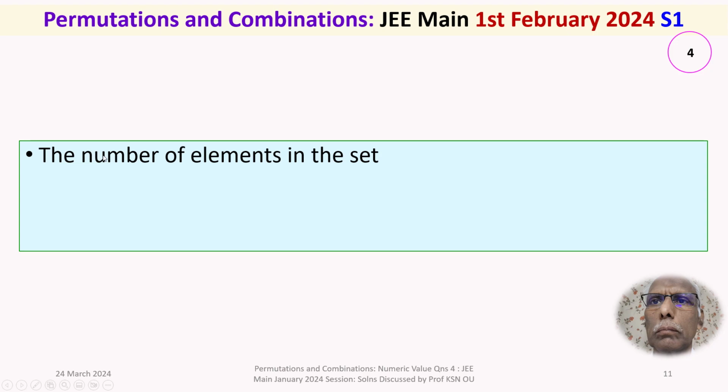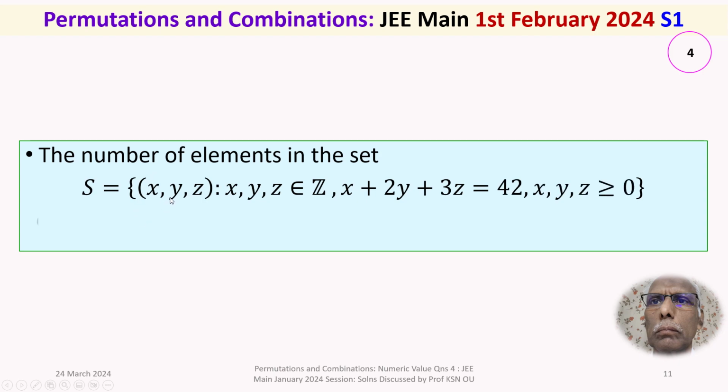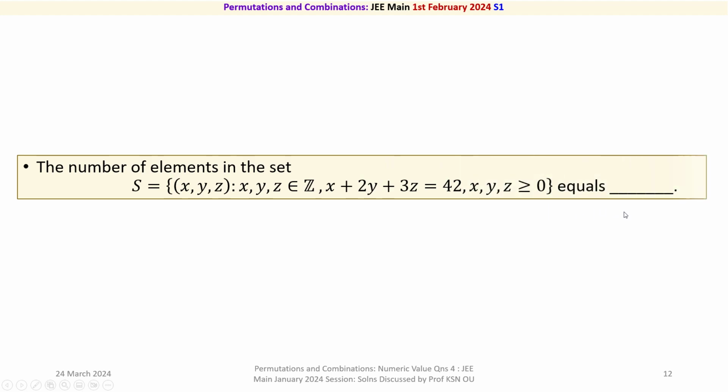The given question is: the number of elements in the set S, which is the set of all ordered triads X, Y, Z, where X, Y, Z are integers satisfying X plus 2Y plus 3Z is equal to 42, where all three are greater than or equal to 0. So we have to find the number of such triads X, Y, Z satisfying this equation, where X, Y, Z are non-negative. That is our given question.